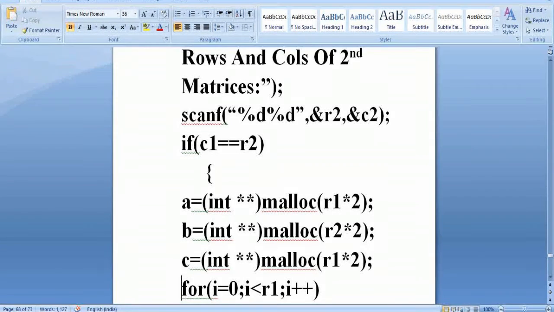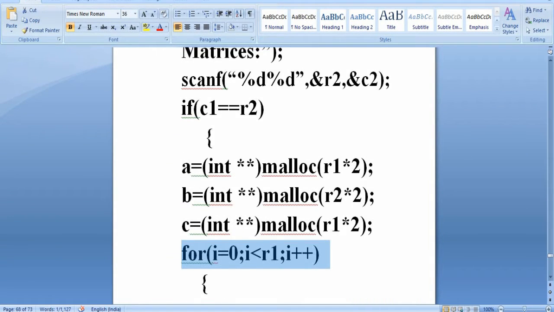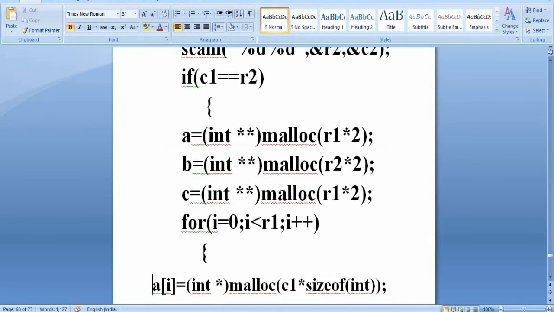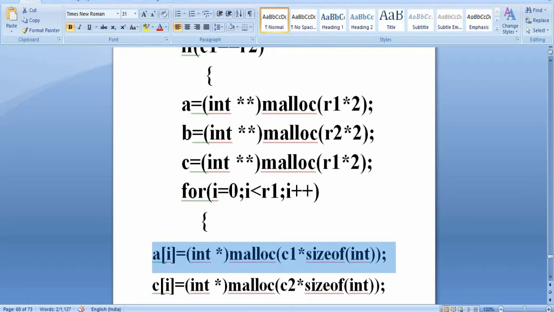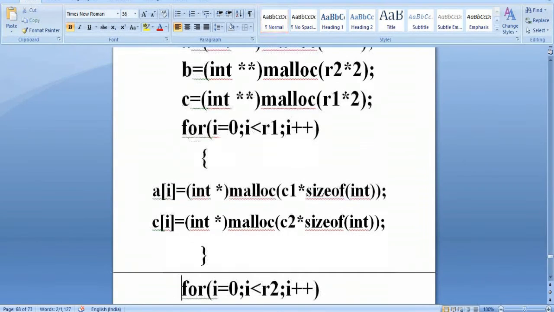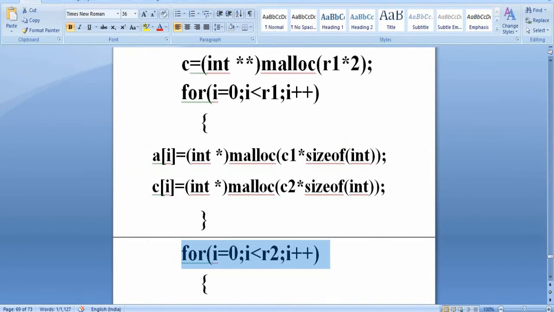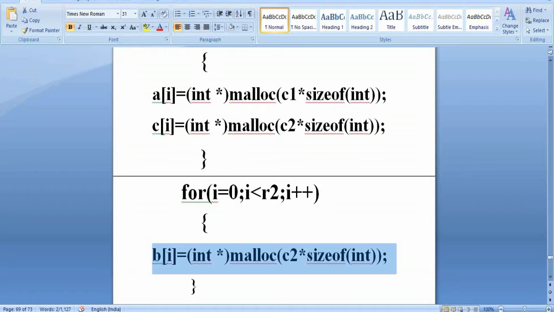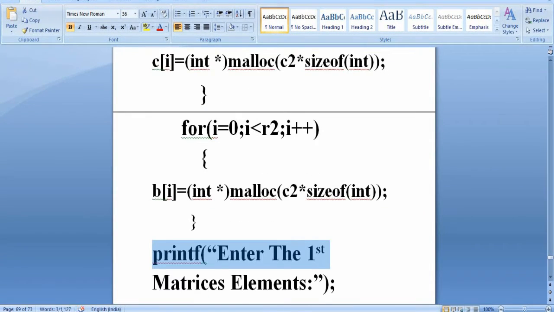So how will we allocate dynamic memory for columns here? For i = 0, i < R1, i++, A[i] = (int *)malloc(C1 * sizeof(int)) and C[i] = (int *)malloc(C2 * sizeof(int)). Then for i = 0, i < R2, i++, B[i] = (int *)malloc(C2 * sizeof(int)).